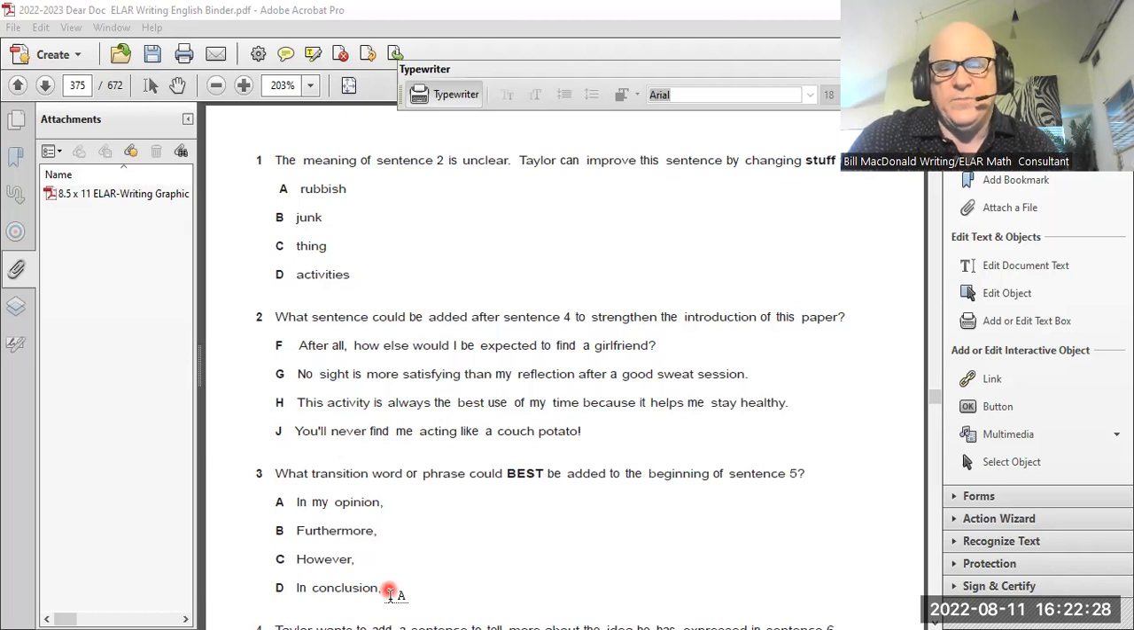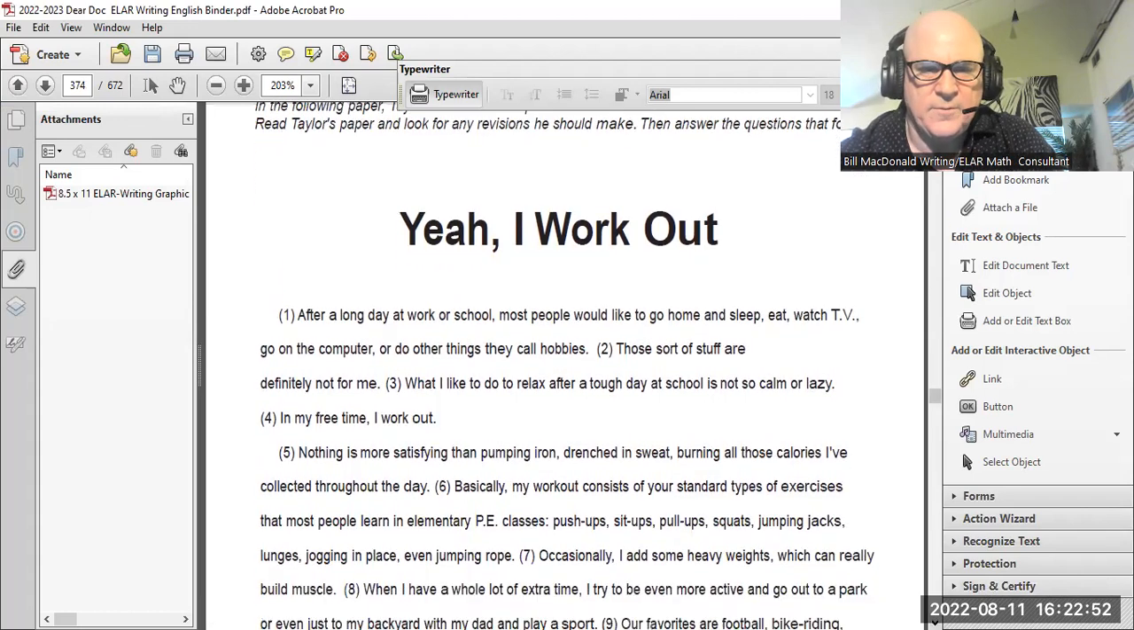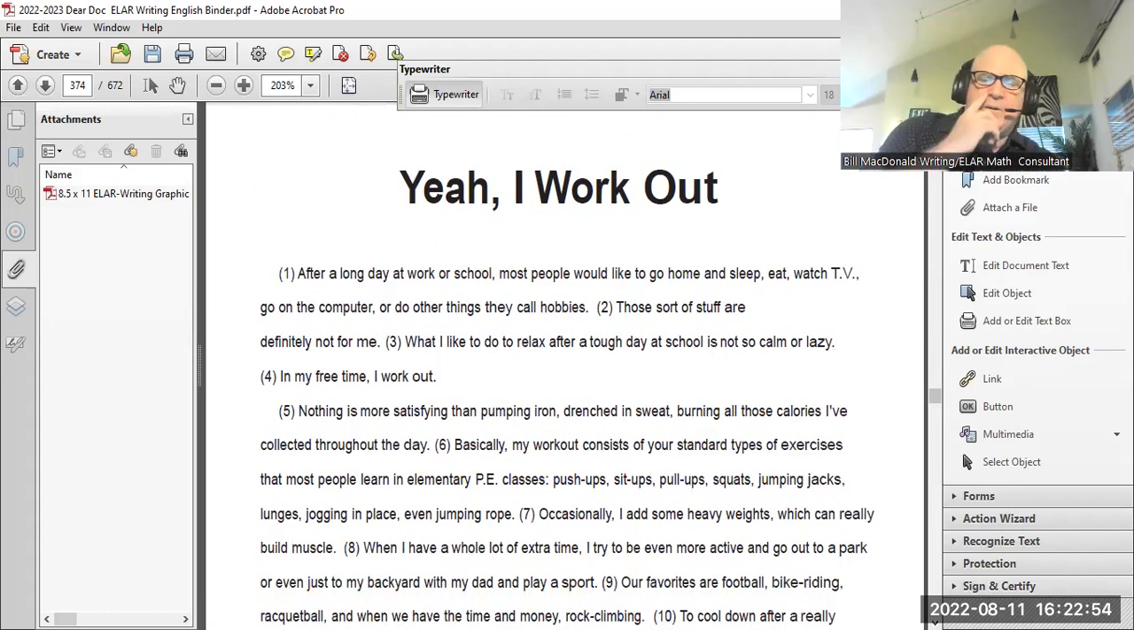And since it's only sentence 5, I'm going to guess that in conclusion wouldn't be the best. Okay. So sometimes just looking at the answer choices and using common sense will help. But let's go ahead and take a look at sentence 5. So I'll back up the passage to page 374. And there it is right there.